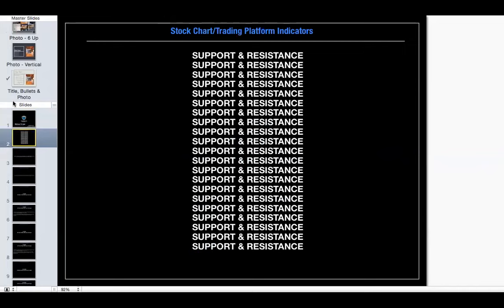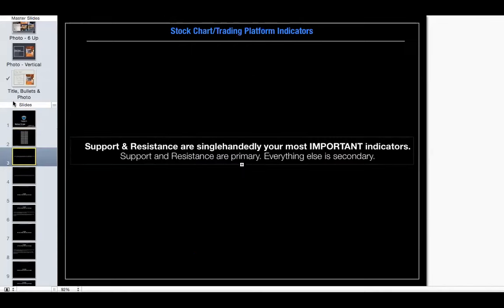This is the biggest one: support and resistance. This is everything, right? I want you guys to really understand this, okay? Support and resistance are single-handedly your most important indicators, and they're the primary indicator. Everything else on your charts is secondary to it. Like everything is going to follow that support and resistance.